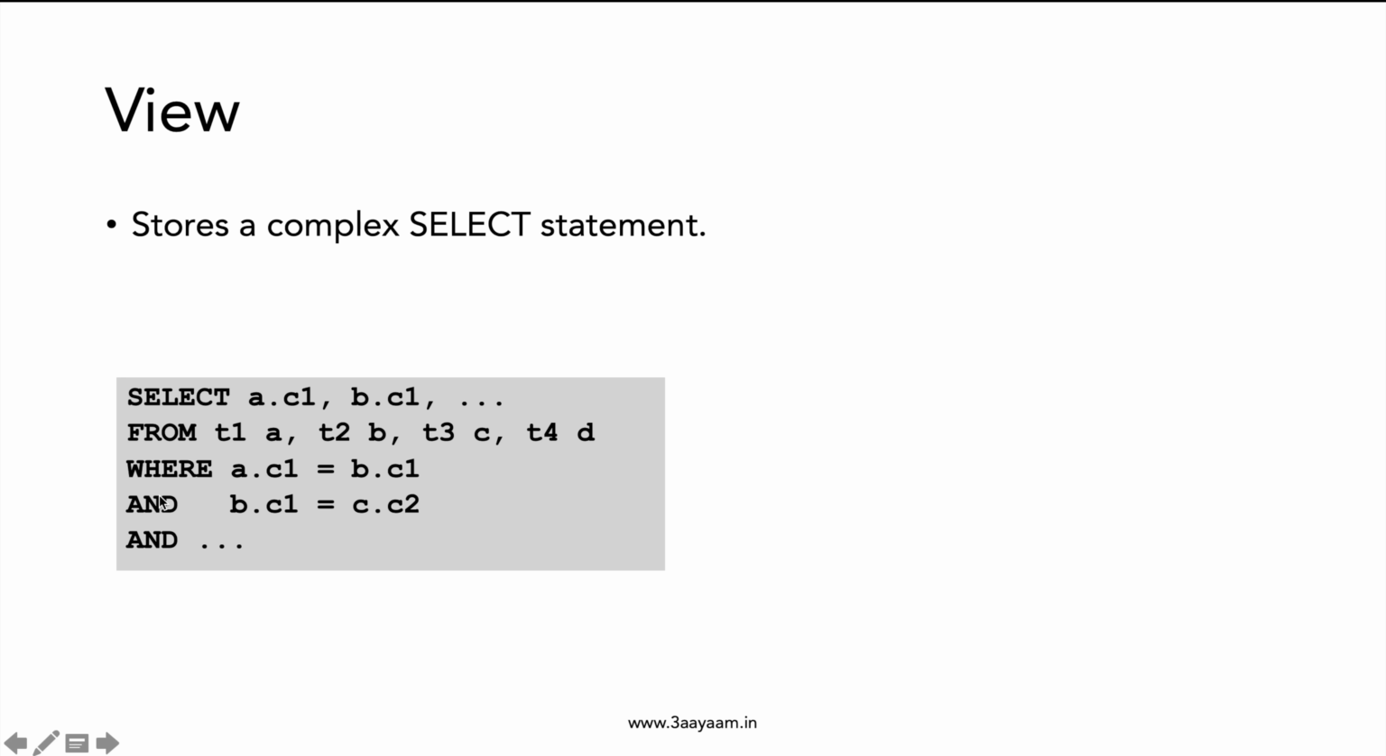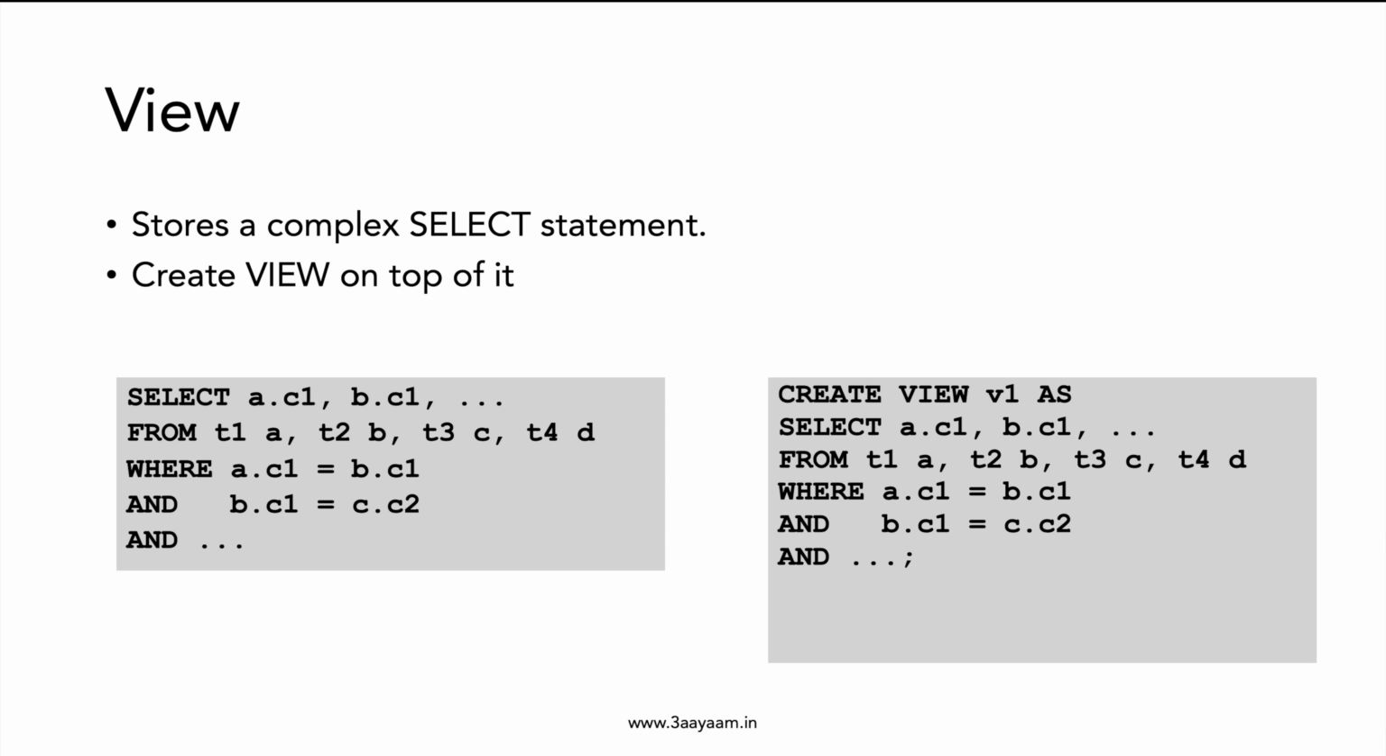Now after that, I'm mentioning some where clause, and I'm actually joining these four tables. Now it can be a very large, complex SQL statement, and you do not want to run this SQL statement as a whole. Instead of that, you want to create a view. So how do you create a view? It's very simple. You create a view on top of it by preceding the select statement with a create view statement.